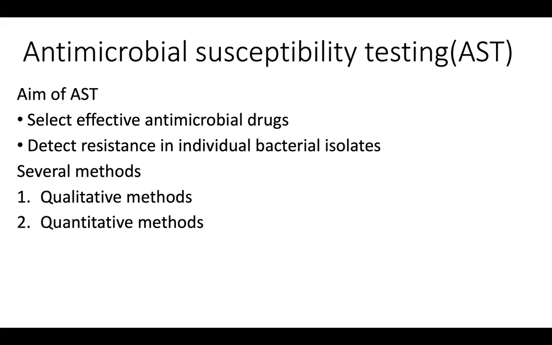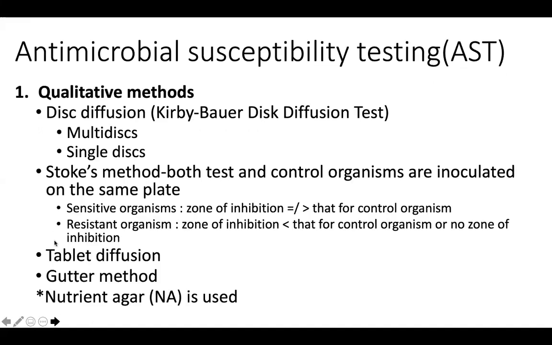So the bacterium we have isolated is resistant to amoxicillin, but it's sensitive to which drug? Ceftriaxone. So you can use ceftriaxone. The quantitative methods tell you by how much. So you have a bacterium which is resistant to amoxicillin, but you're interested in knowing by how much.